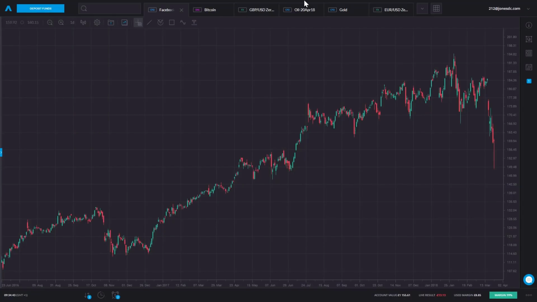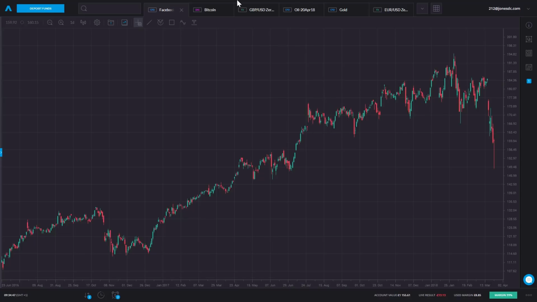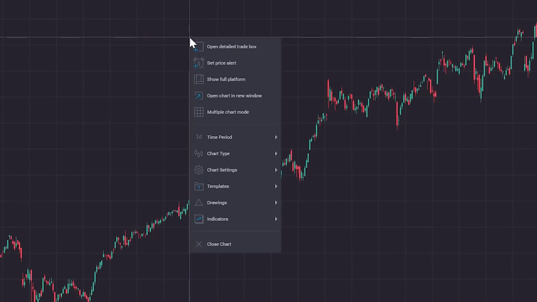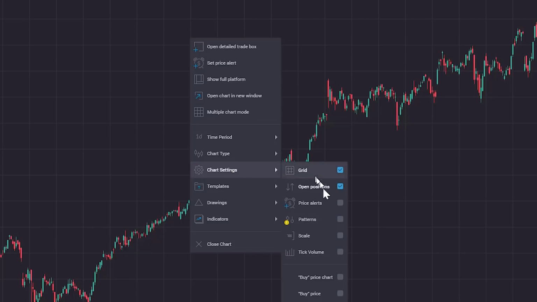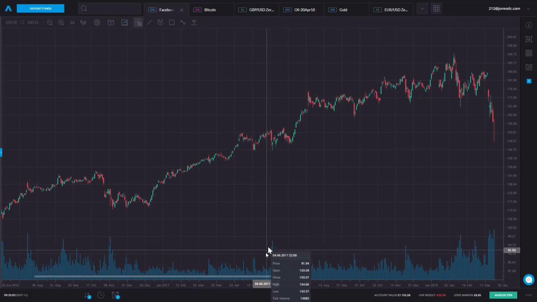So let's take a look at Facebook. We've got the daily chart here of the Facebook share price going back to June 2016. We've got nothing on the chart, just to show you how to add in these various things. So first of all, chart settings, and down here is volume. So let's pick up on that. So we have our volume bars at the bottom here.